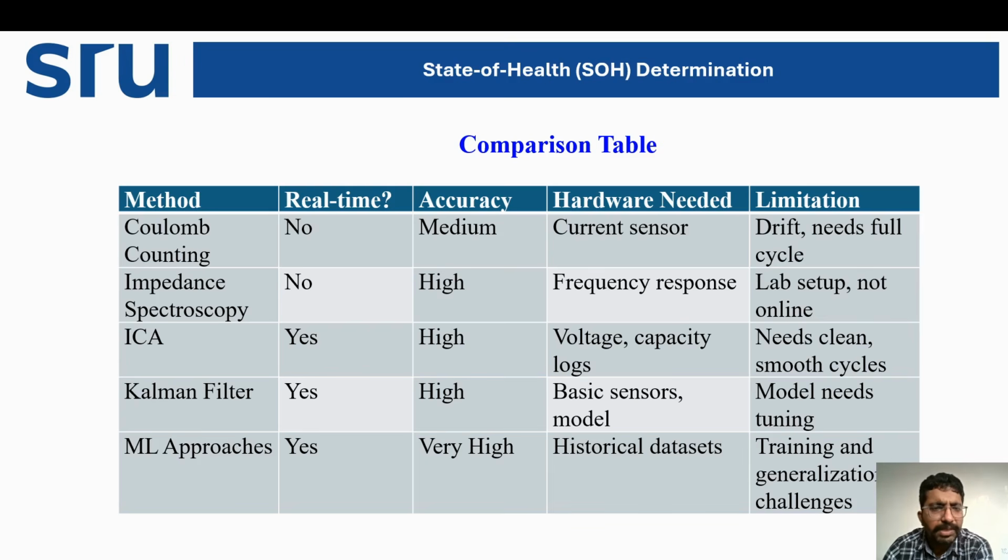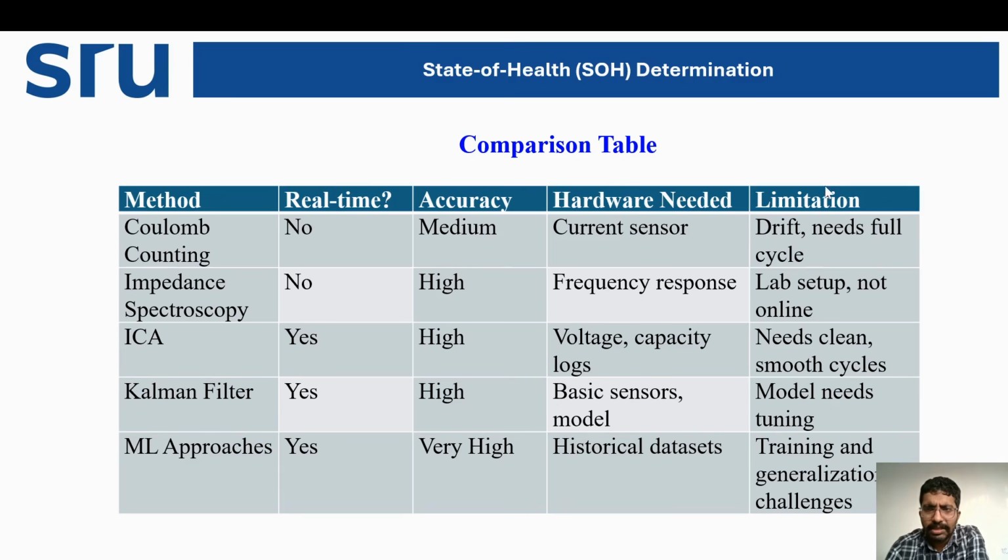Now coming to the comparison of all these methods. So Coulomb counting method, what is there? Real time possibility is there, of course, or it is not possible for Coulomb counting. Impedance spectroscopy instrument we cannot use continuously. Whereas the other three methods, ICA, then Kalman filter and machine learning, we can go for that one.